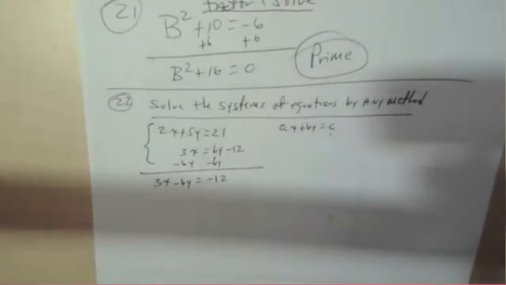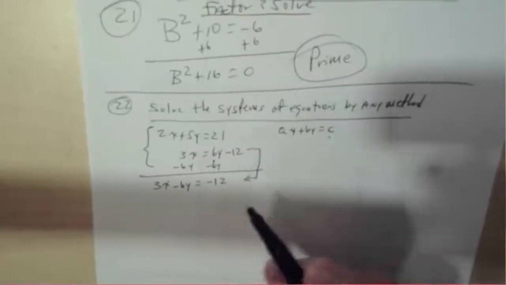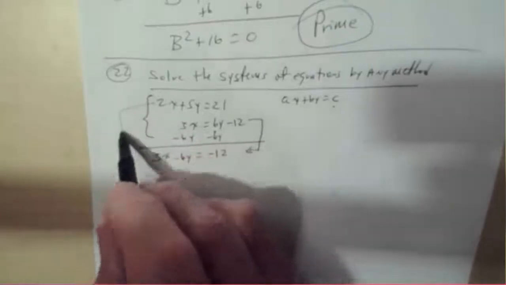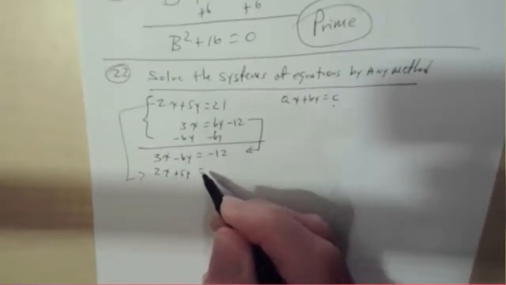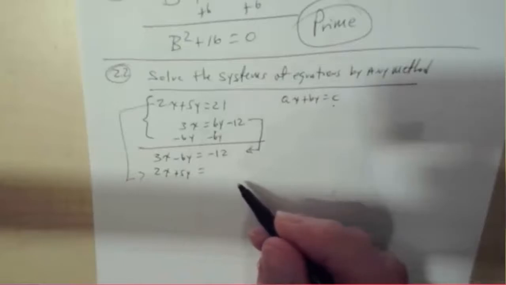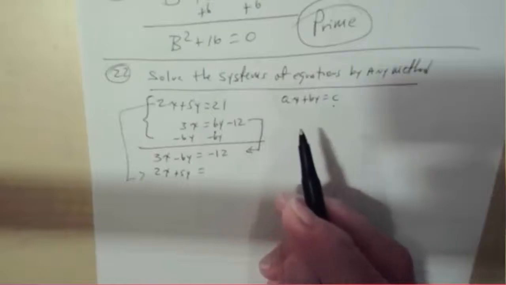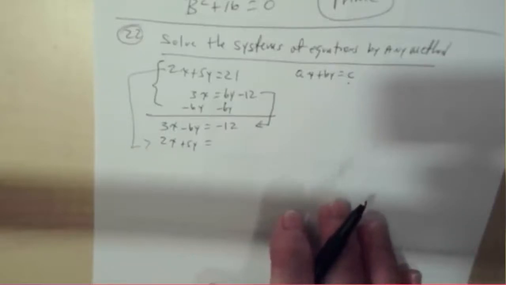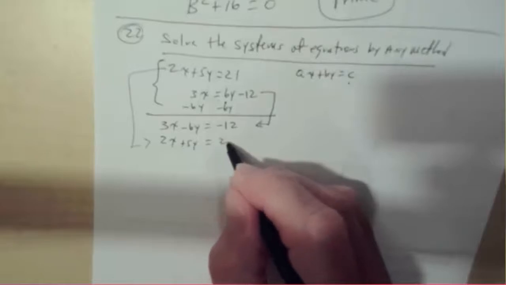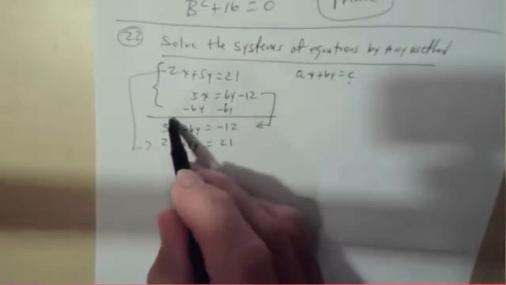Okay, so now remember this equation and this are the same, we just rearranged them. Okay, I'm going to go ahead and bring this one down here so we can see it a little better. 2x plus 5y equals 21.